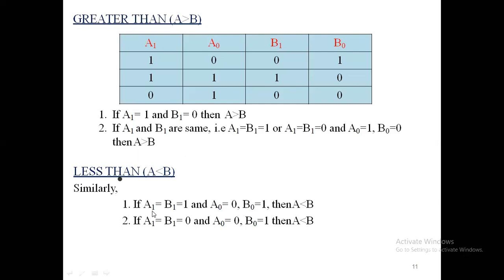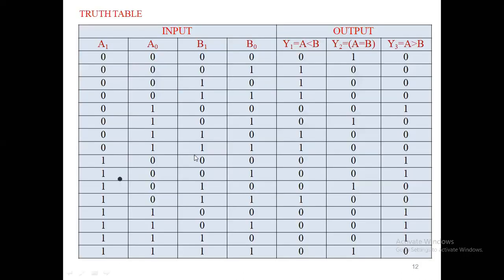Like this only, here we have to assign the statement. If A1 is equal to 1, B1 is equal to 1, and A0 is equal to 0, B0 is equal to 1, then A is less than B. And if A1, B1 is equal to 0, and A0 is equal to 0, B0 is equal to 1, then it is also A is less than B. You may be a little bit confused. This is the shortcut I told you.